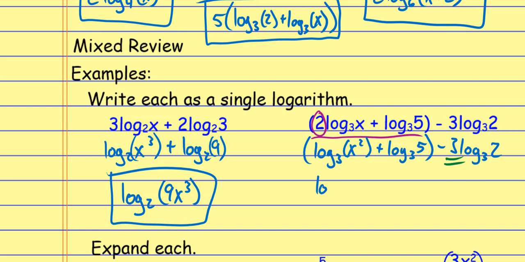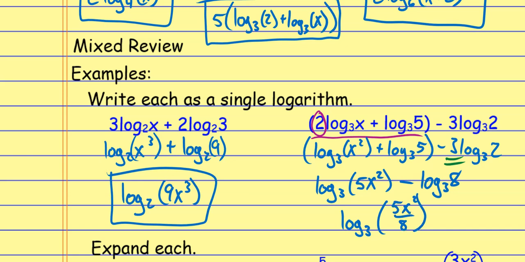So inside the parentheses, addition becomes multiplication. That's a 5x squared. Out here, the multiplication becomes an exponent. So that's log base 3 of 2 to the third power, which is 8. And now I can combine these into one thing. This is subtraction. Subtraction becomes division inside this thing. So 5x squared over the 8. Okay? But notice, I had something that was a huge string of characters, and now it's one logarithm. Hopefully you can see the benefits of that as we get into these more complicated examples.